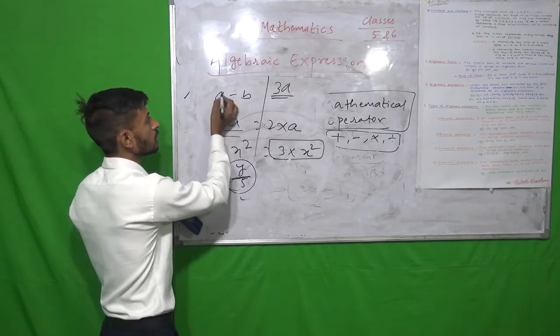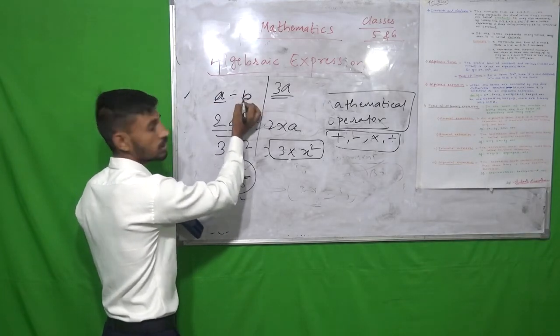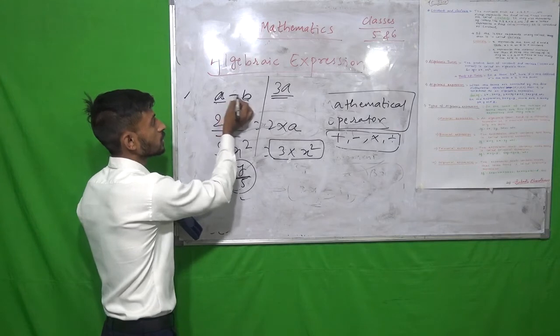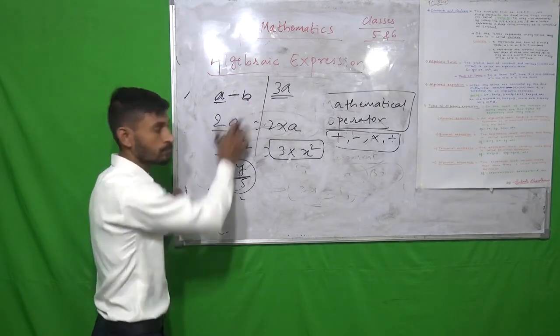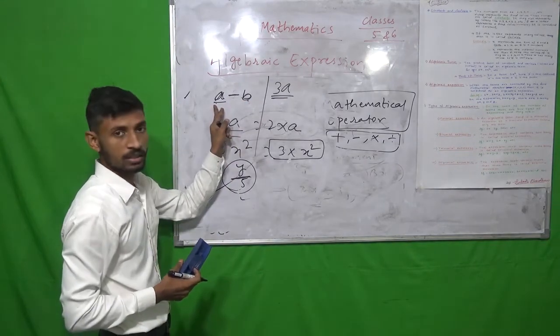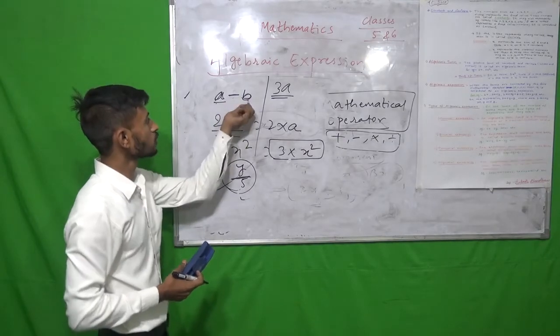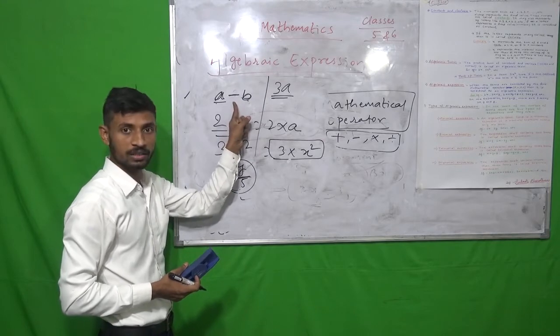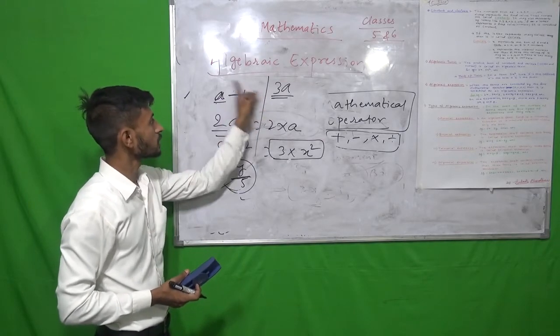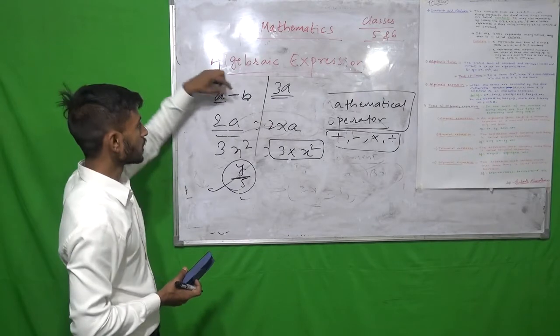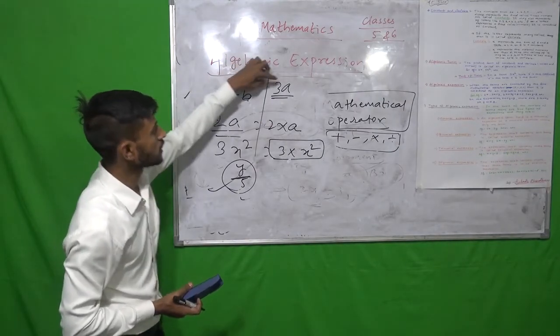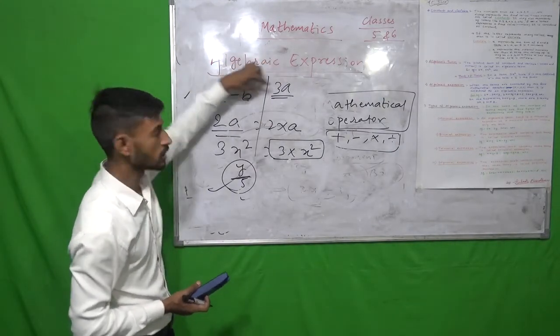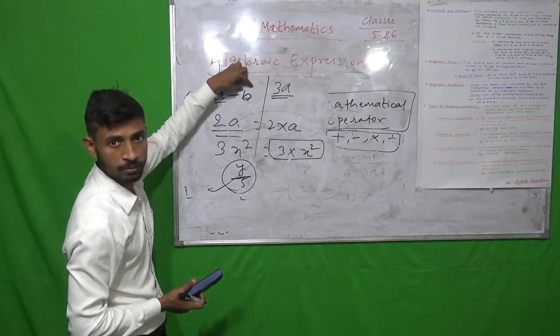Here 2a minus b, here two terms. This minus separates the terms. Before minus here is 2a, after minus here is b. So these two terms are connected by this minus sign. So this is an expression having two terms. This is an expression having only one term. This is an expression having two terms.